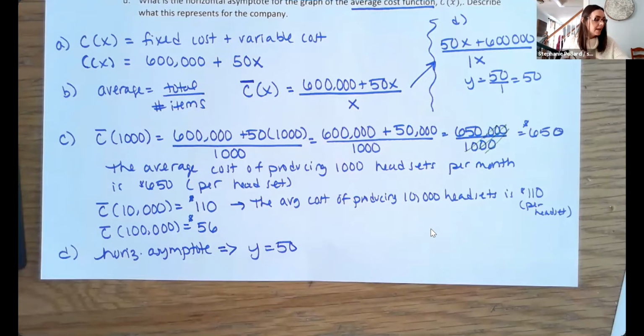So what's happening here is that the more and more headsets we produce each month, the closer the average cost per headset for the company comes to 50. So this is the least possible cost that we could have in this case.